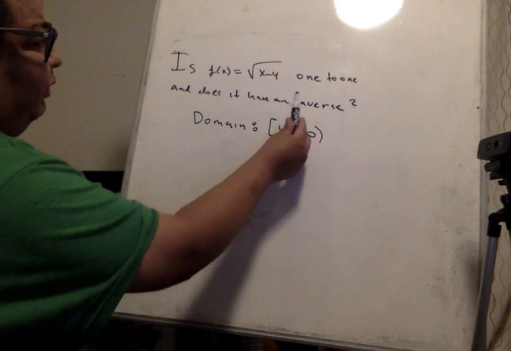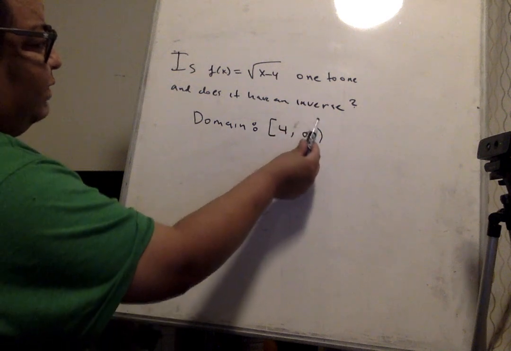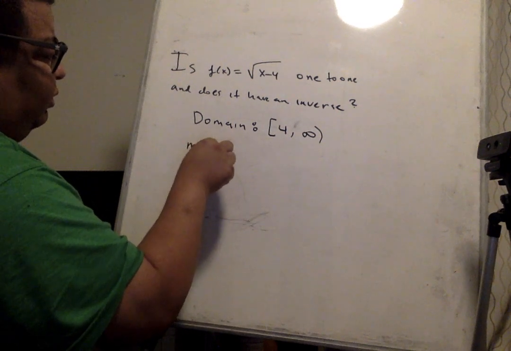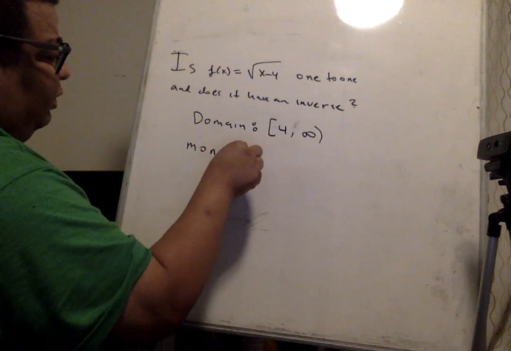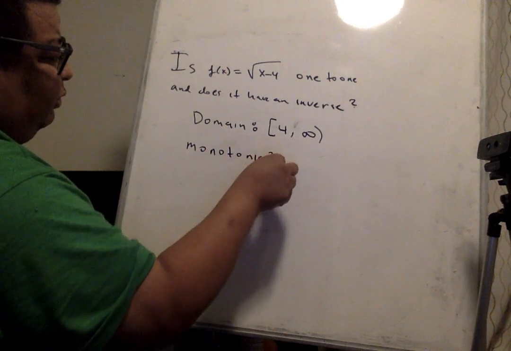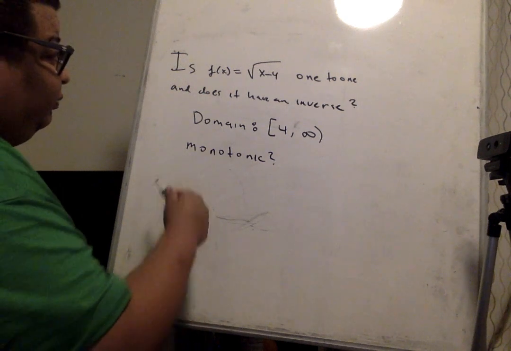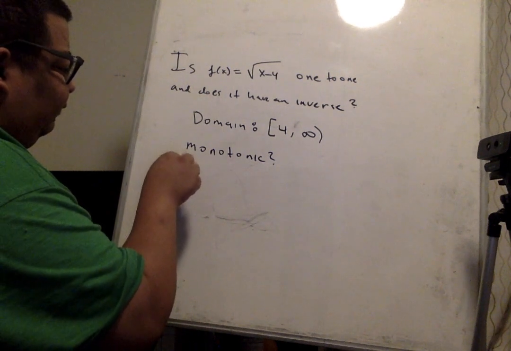Now, to determine if it is one-to-one and if it has an inverse, we need to determine whether this function is monotonic. The way we do that is by taking the first derivative test. So let's take the first derivative.